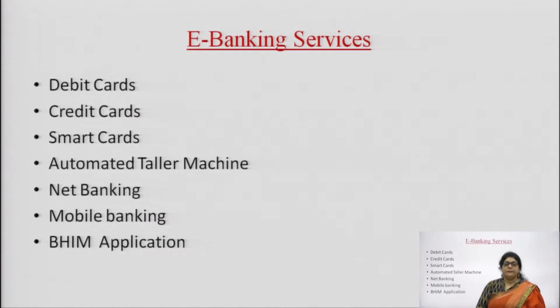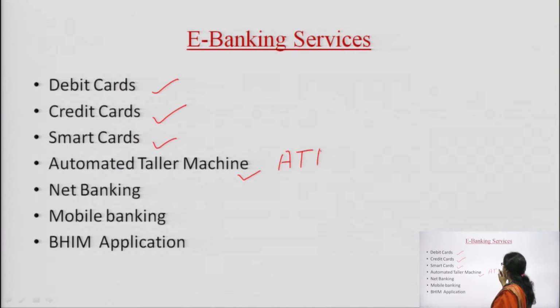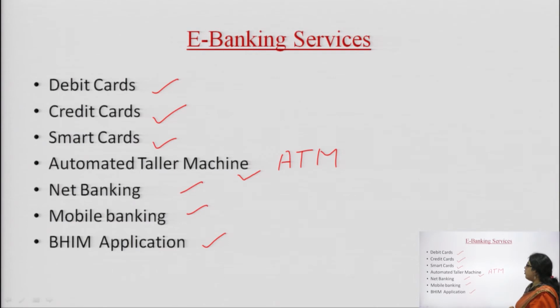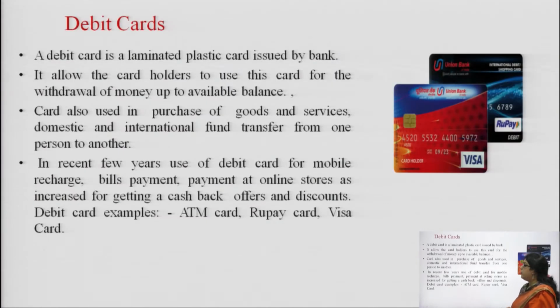Now we will talk about the different facilities which the bank provides us on e-mode. First one is the debit card, second is credit card, smart card, automated teller machine, which we also know as the ATM, net banking, mobile banking and Bheem application. These are the different names, different facilities, different services which we are using on the electronic mode. So, one by one we will study each and every facility or service which is being provided by the bank.